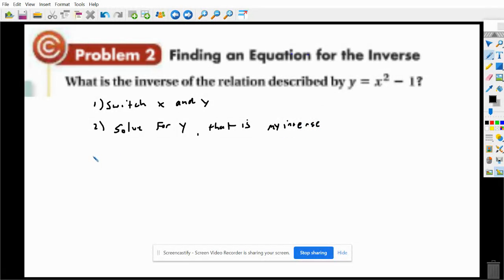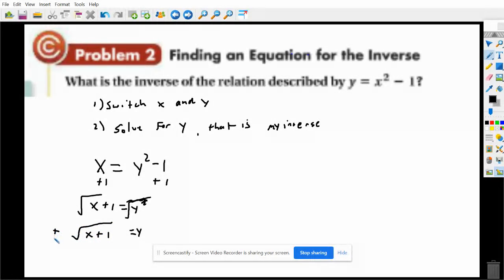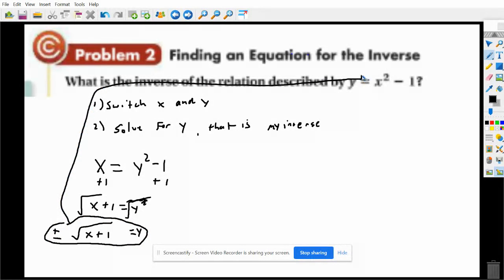So step 1, switch x and y. So I'm going to have x equals y squared minus 1. Now, how would I get y by itself? I'm going to add 1 to both sides. That gives me x plus 1 equals y squared. Now I'm going to take the square root of both sides. When I take the square root of something being squared, it just disappears. But don't forget, whenever you square root both sides, your answer becomes plus or minus. So this right here is the inverse of this problem.